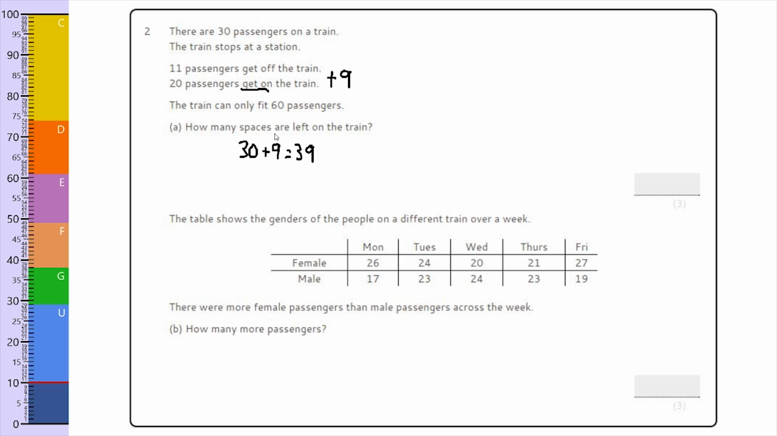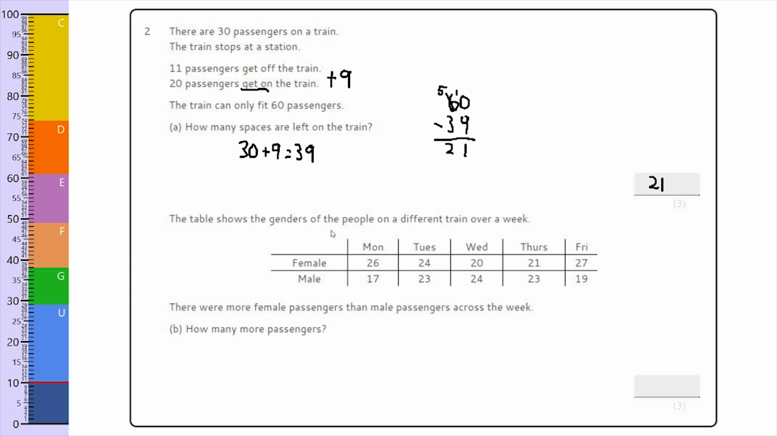Now, the question doesn't say how many people are there on the train, it says how many people are there left. So I've got to do 60, take away 39. Now one way you could do this is work out how many you add to 39 to get to 60, or you can do it with this sort of long subtraction. So let's borrow 1 there, 10 take away 9 is 1, 5 take away 3 is 2. So the answer would be 21 for 3 marks.